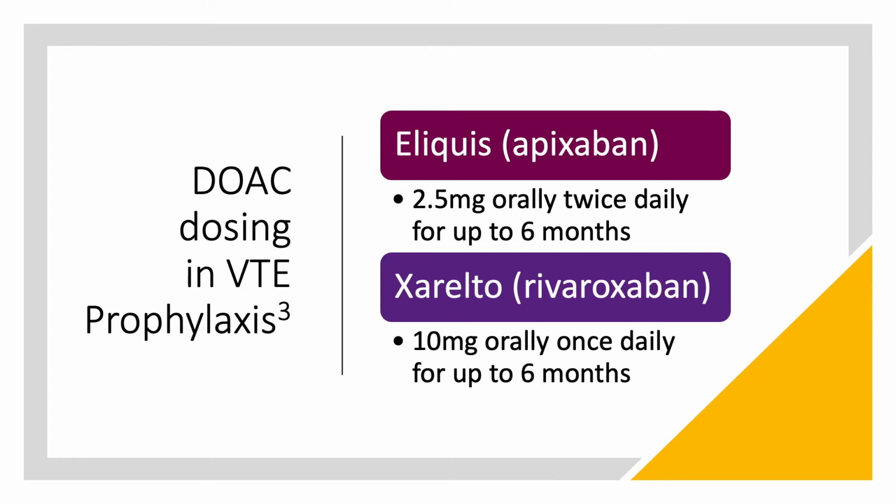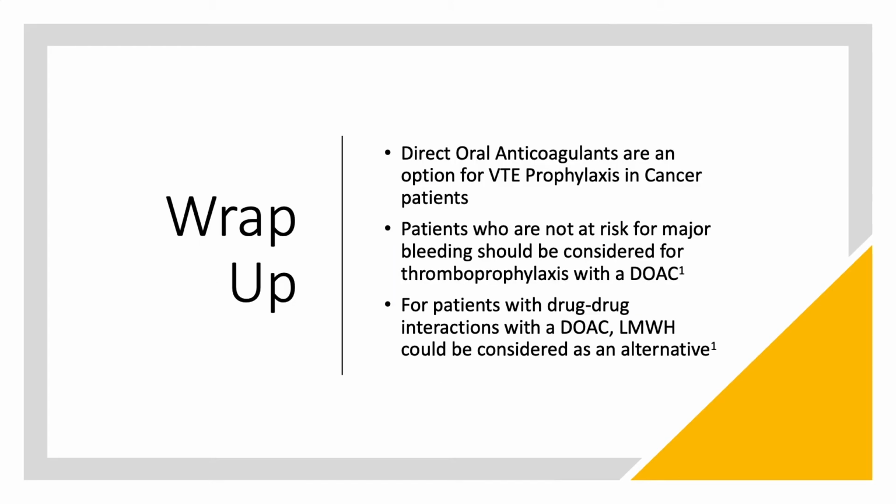To wrap up, direct oral anticoagulants, DOACs, are an option for VTE prophylaxis in cancer patients. Patients who are not at risk for major bleeding should be considered for thromboprophylaxis with a DOAC. For patients with drug-drug interactions with a DOAC or severe renal impairment, low molecular weight heparin could be considered as an alternative therapy.